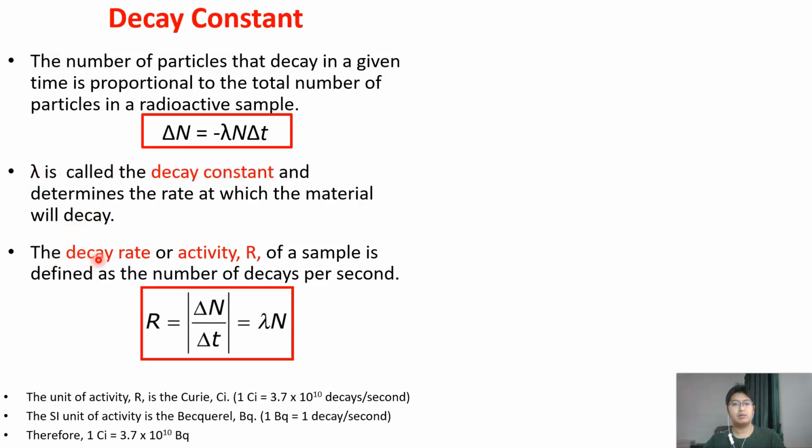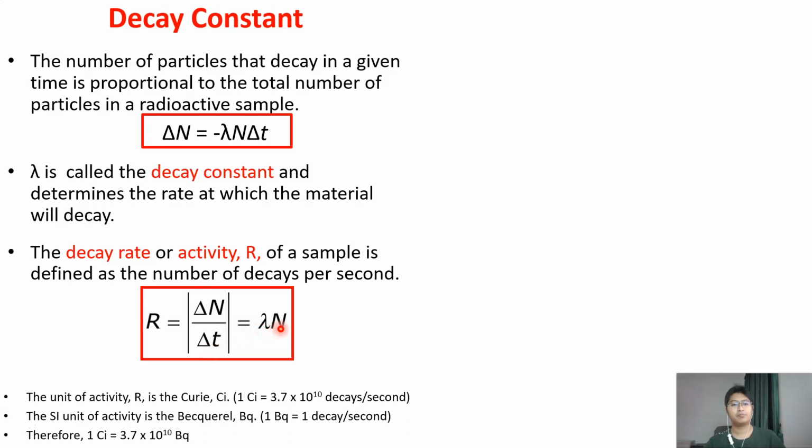The decay rate or activity, R, of a sample is defined as the number of decays per second. So the activity R equals delta N over delta t, which equals lambda N.